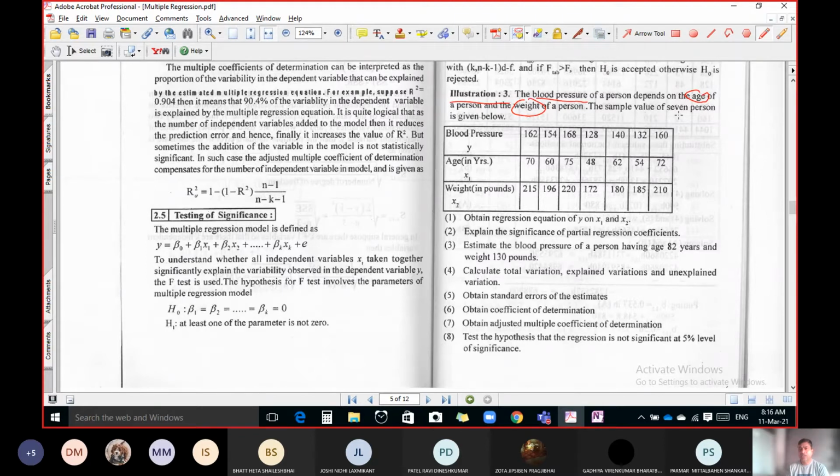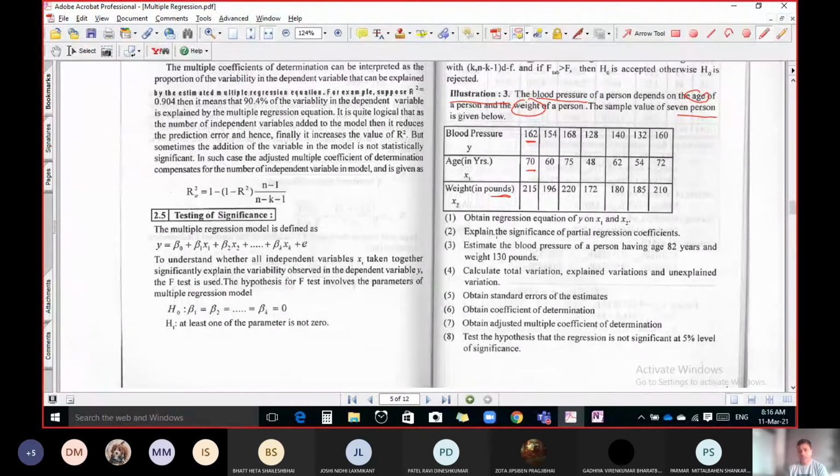And we have data for 7 persons. Instead of x1, x2, x3, the variables are y, x1 and x2. So blood pressure for the first person is 162, his age is 70 years and weight in pounds is given as 215, not in kg, in pounds. A pound is almost nearly half a kg. So for the second person, blood pressure is this, age is this, and his weight is given. For the sixth person, this data we have.